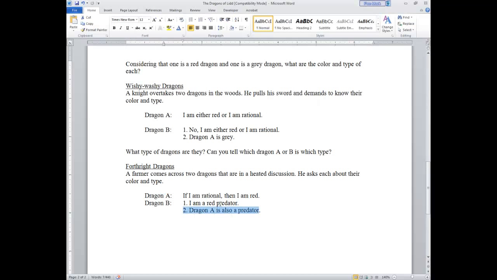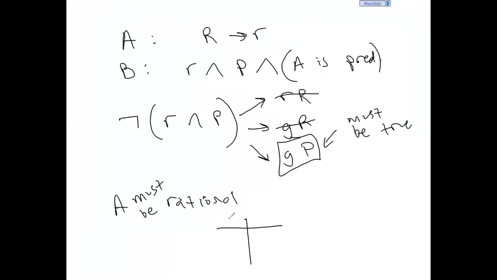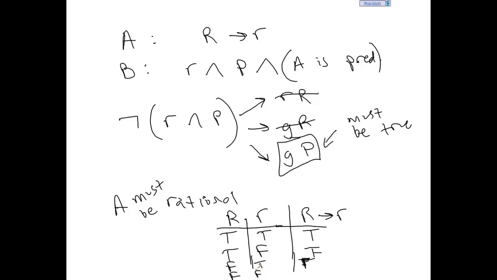Okay, so what does this statement say? This statement says, if I am rational, then I am red. So if I look at rational, and I look at red, when is the statement true? If he's red, and he's rational, then the if-then part is true. If he's red, but he's not rational, then the statement is false.